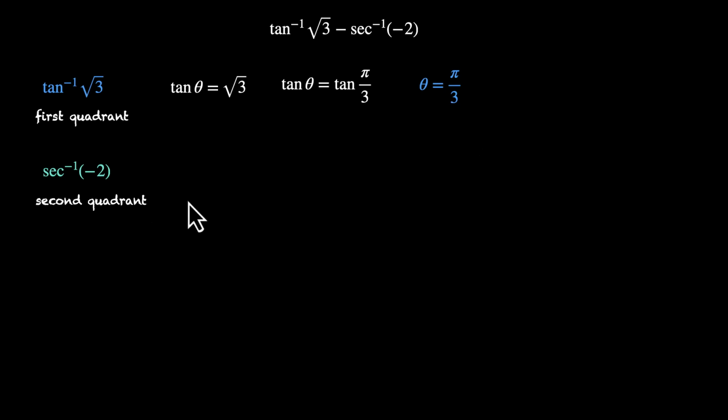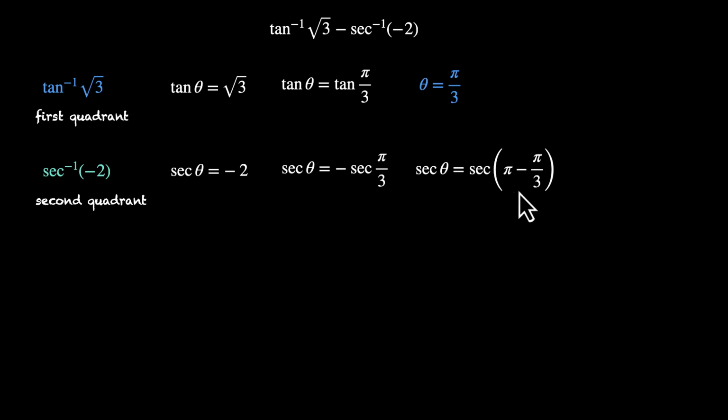Again, for which value theta in the second quadrant do we have sec theta as minus 2? Sec is the reciprocal of cos. So cos theta is minus half. Cos is half at pi by 3. This means sec theta equals minus sec of pi by 3. Again, applying trigo, we can take the negative sign inside. Sec theta equals sec of pi minus pi by 3. This is 2 pi by 3, which is in the second quadrant. So the principal value for this inverse function is 2 pi by 3.